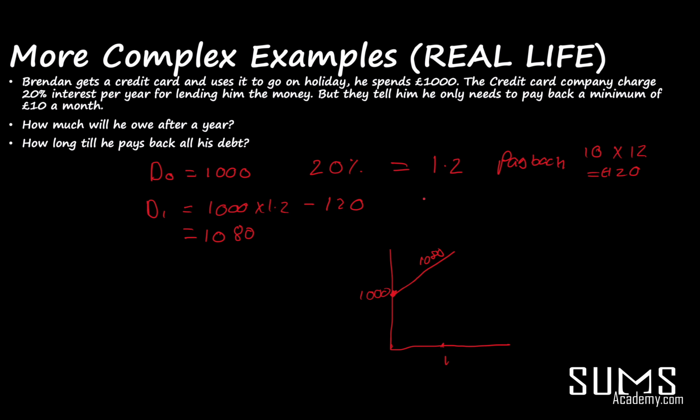So the year after that, it will be 1,176, and then the year after that, it's going to be 1,281. And as you can probably see, it's never going to go down. This debt is always going to get bigger. So how long till he pays his debt? Never. He'll never pay back his debt if he keeps up this repayment.